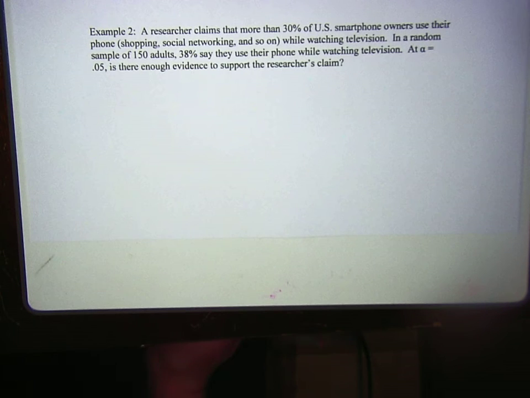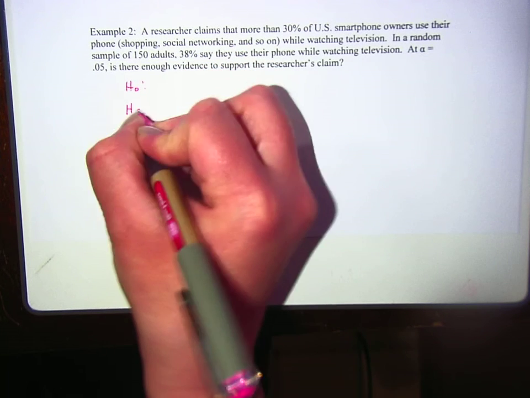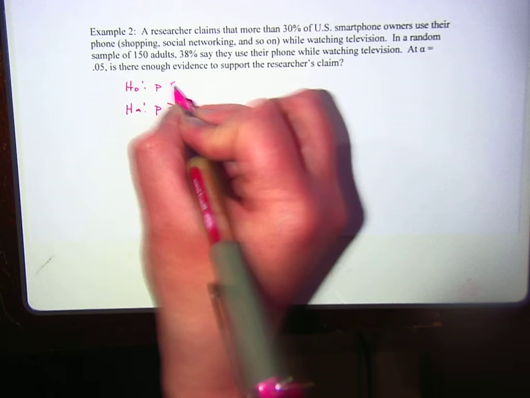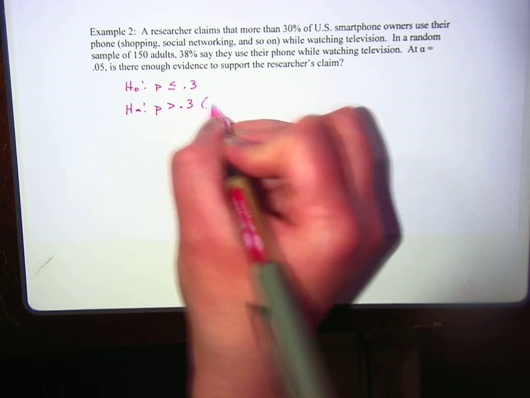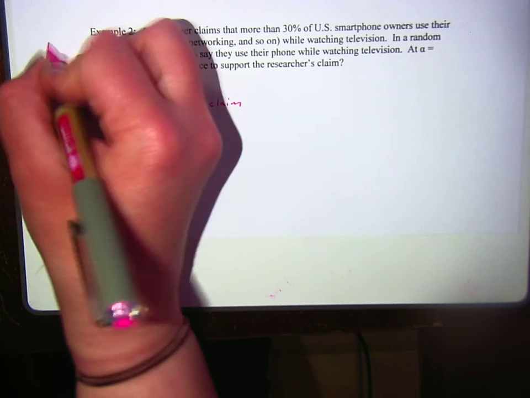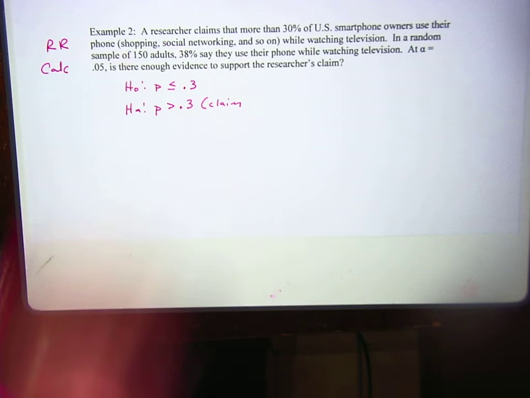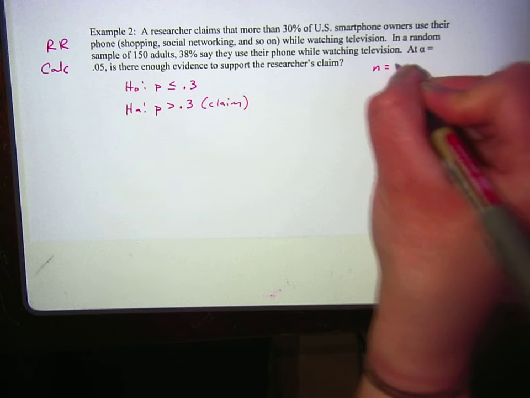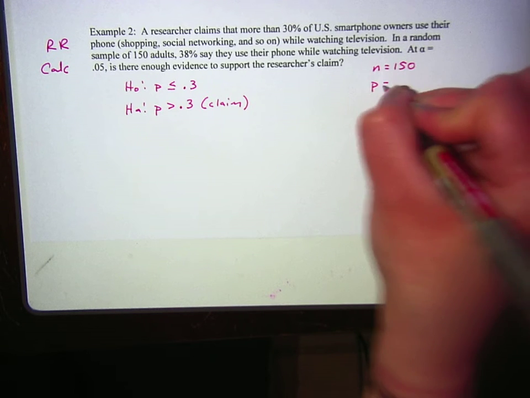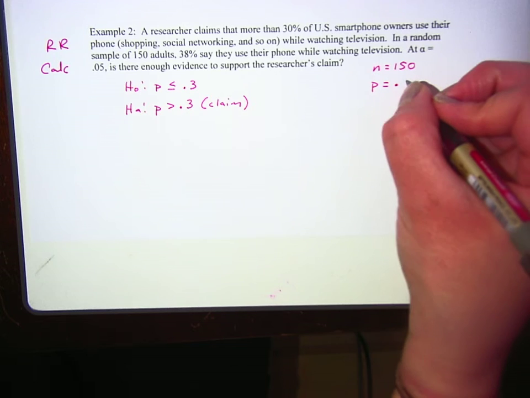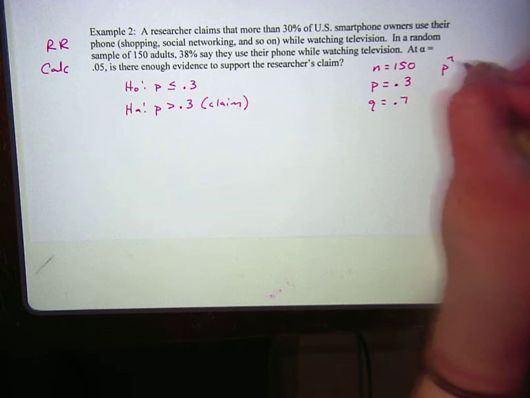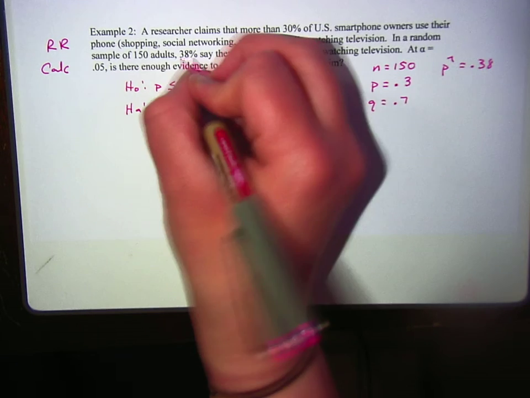Okay, so example 2. A researcher claims that more than 30%, alright, so P is greater than 30%, and the opposite is P is less than or equal to 30%. And for this one, I think I decided we were going to do the calculator and rejection regions. We're going to need all of our data. N is 150. P, that's just what our claim is. It's 0.3. Q is 0.7. P hat is 0.38, says right here.